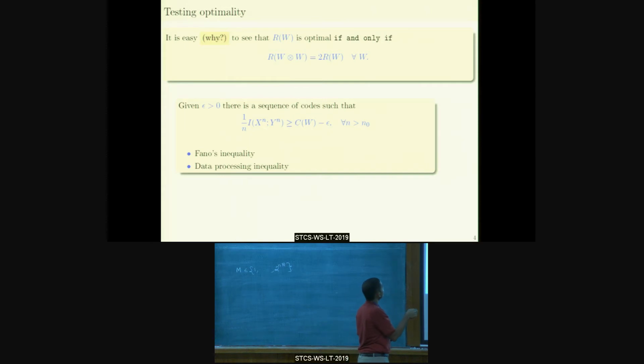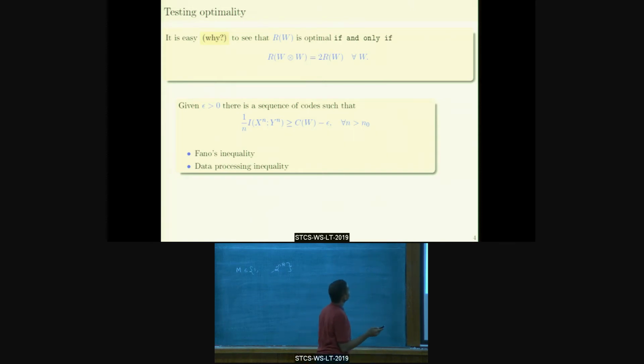So given any epsilon positive, we know from Fano's inequality, which is just saying that if I can estimate something with low probability of error, then the conditional entropy is very small. So we know from Fano's inequality that the normalized mutual information for a good sequence of codes must be bigger than C of W minus epsilon. If you haven't seen this, it's easy to show, but I hope most of you have seen this. This is kind of the building block. It uses 2 components, Fano's inequality and the data processing inequality.